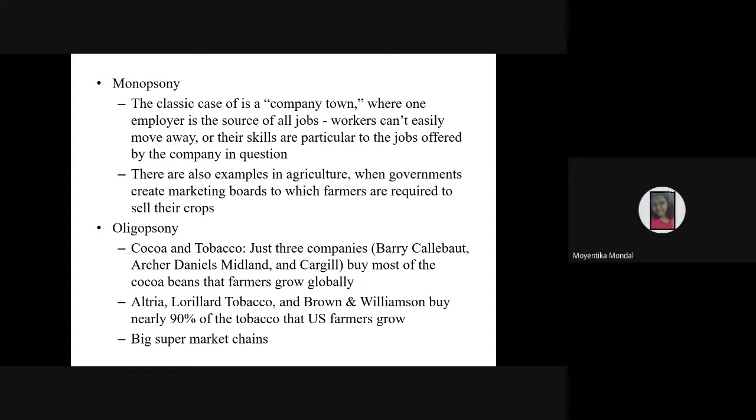Okay, ma'am. Ma'am, I have a question. Is it related to the different definitions of the market, or related to greater social change? No, ma'am. I just wanted to ask that in oligopoly, the examples given regarding the companies for cocoa and tobacco, are these private companies or owned by the government? In the US, these are all private companies. Okay, ma'am. Okay.